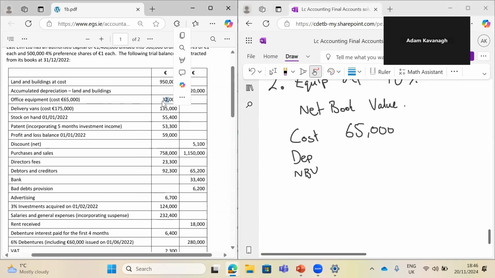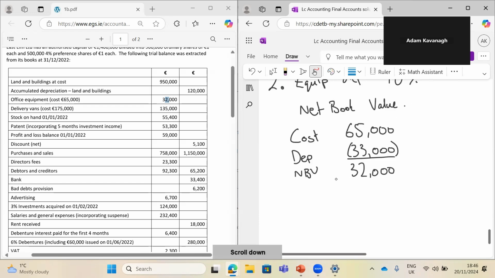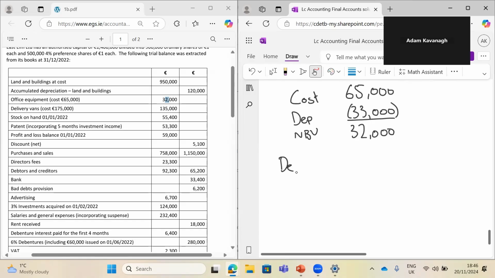And this figure here, the 32, that's the net book value figure. It's not labeled as depreciation, so we're going to assume it's the net book value figure, 32,000, which means the depreciation must be the difference of 33,000. Now we need to depreciate 10% per annum of the net book value. So depreciation this year is 10% of 32,000, which is 3,200. And that is an admin expense.